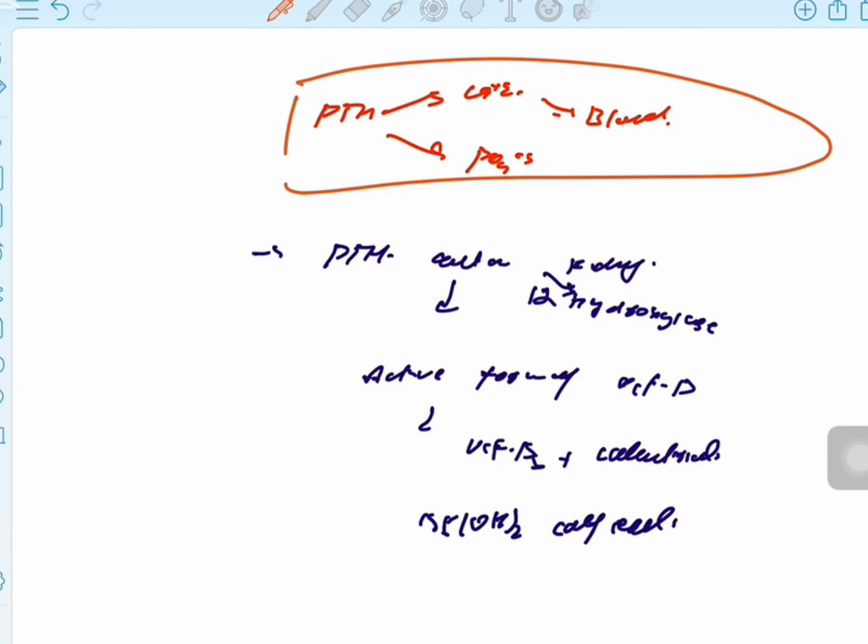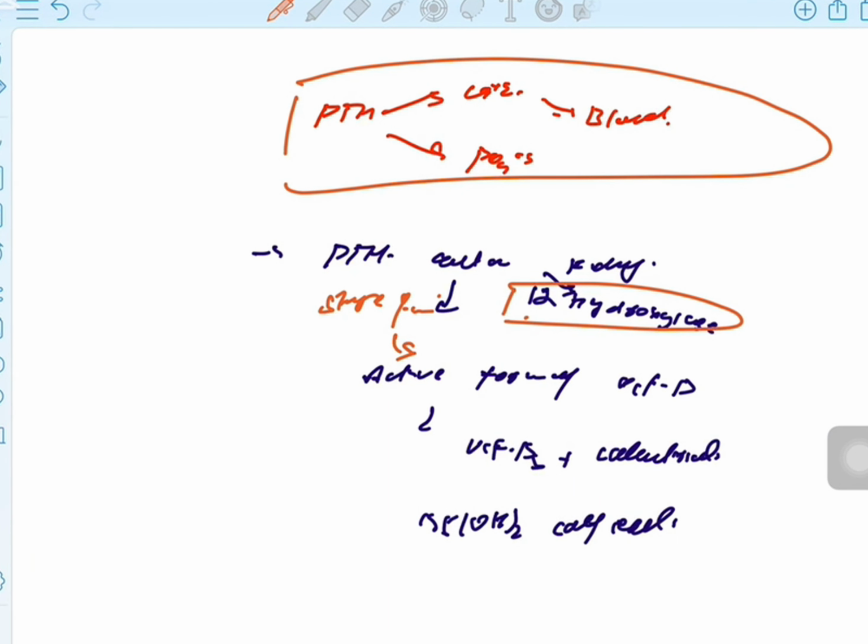How does it cause the activation of the vitamin D? We will say that the vitamin D will go into the kidney, and parathyroid hormone will go and stimulate the 1-alpha hydroxylase enzyme. When the 1-alpha hydroxylase enzyme is stimulated, at that time the storage form of vitamin D will change into the active form. The storage form will change into the active form, and vitamin D will be active.